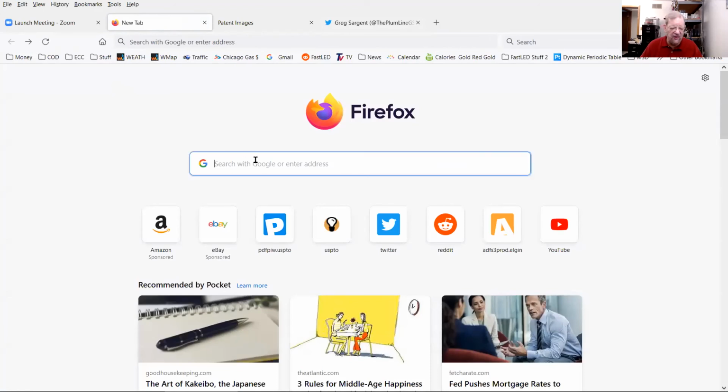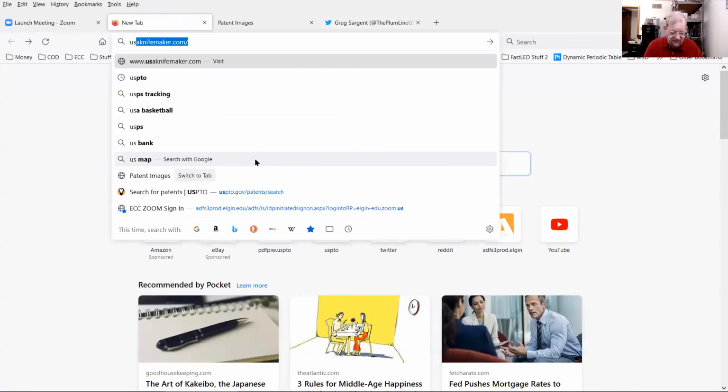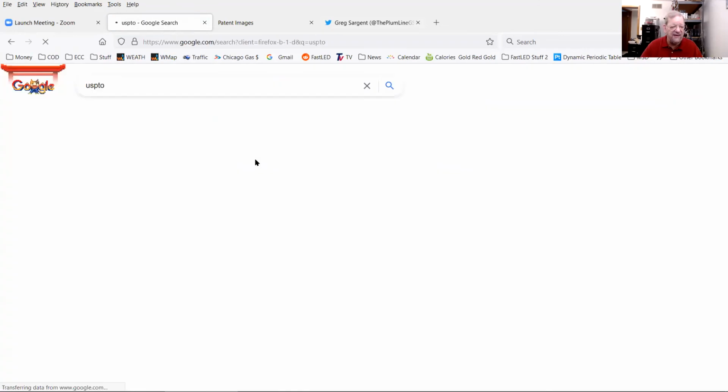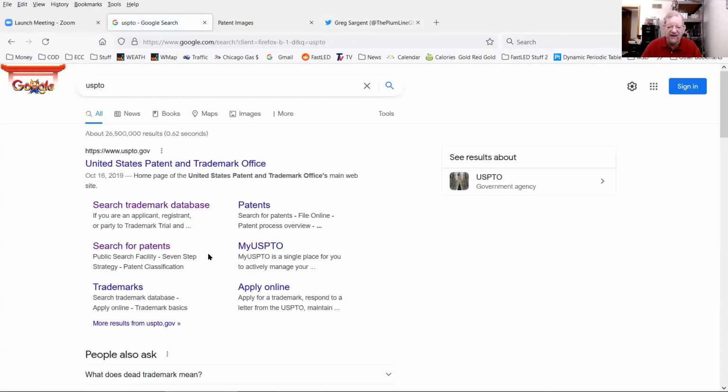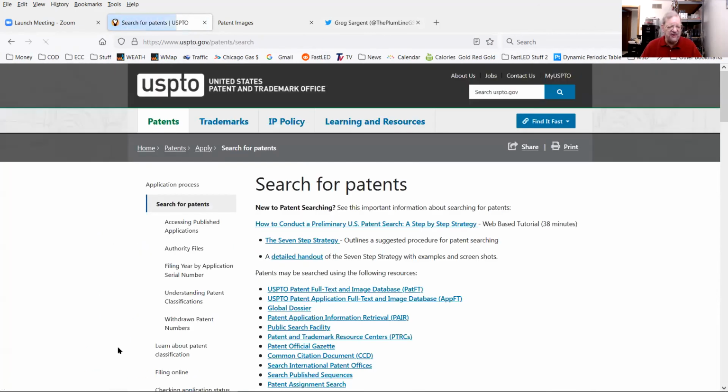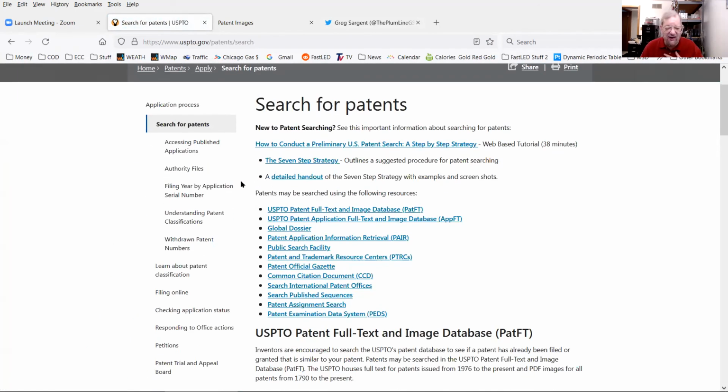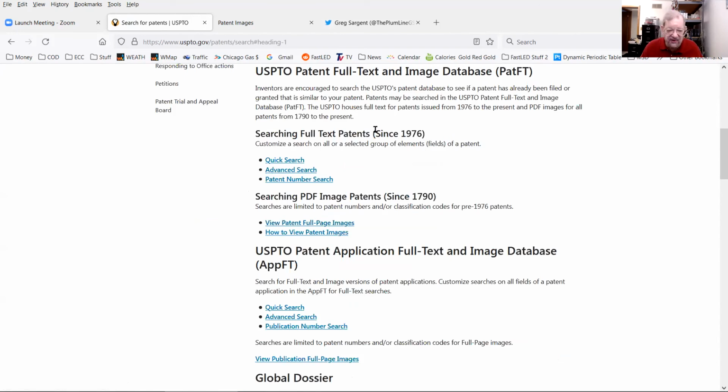If you go to Google and put in USPTO, you'll get this. And if you click on search for patents, it will take you here. Now, since I know about this, I can teach you. I used to do a lab with students and they hated it, so I dropped it. But anyways, see where it says USPTO, Patent Full Text and Image Database. Click on that. You'll come to this screen.